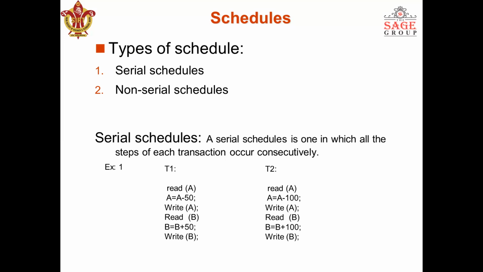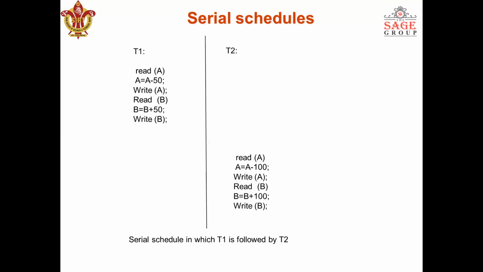A serial schedule is one in which all the steps of each transaction occur consecutively. Suppose we have two transactions, T1 and T2. The T1 transaction contains a few statements and the T2 transaction also contains some statements, or we can say some operations. So the serial schedule looks like this. First of all, the operations of the T1 transaction are executed: we read the value of A, deduct 50 from A, then we write A, then we again read the user B account, then we credit $50 into account B, then we write the operation. When the T1 transaction is successfully completed, then we perform the T2 transaction. In the given case, this is a serial schedule in which the T1 transaction is followed by T2.